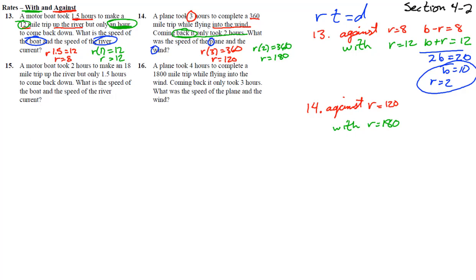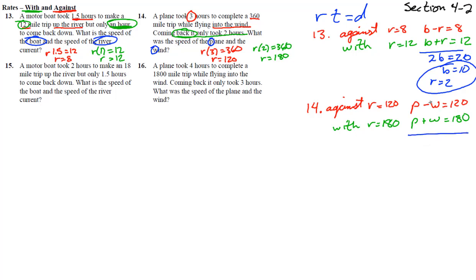So there we go. So let's take them against each other. It's the plane speed fighting against the wind speed, so plane minus the wind speed is the 120, and with the wind, plane plus the wind is going to end up being 180. Hey, look at that. That's a system of equations.